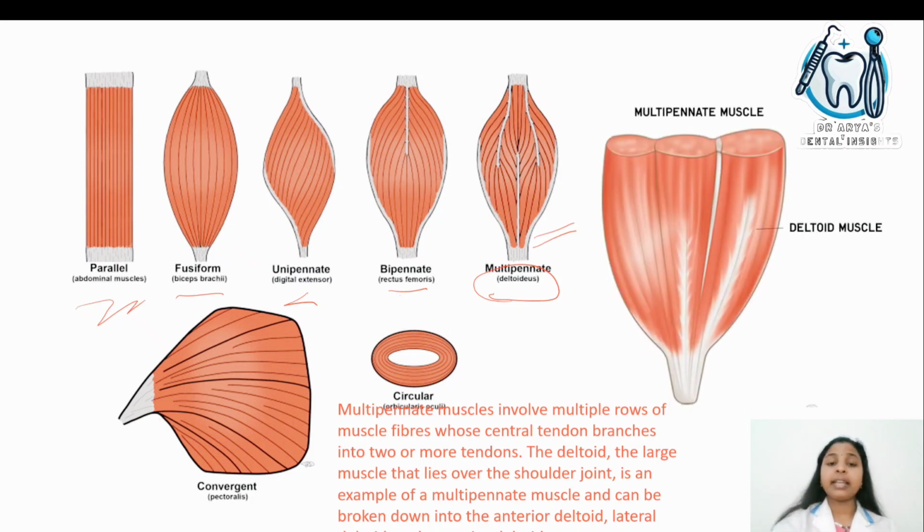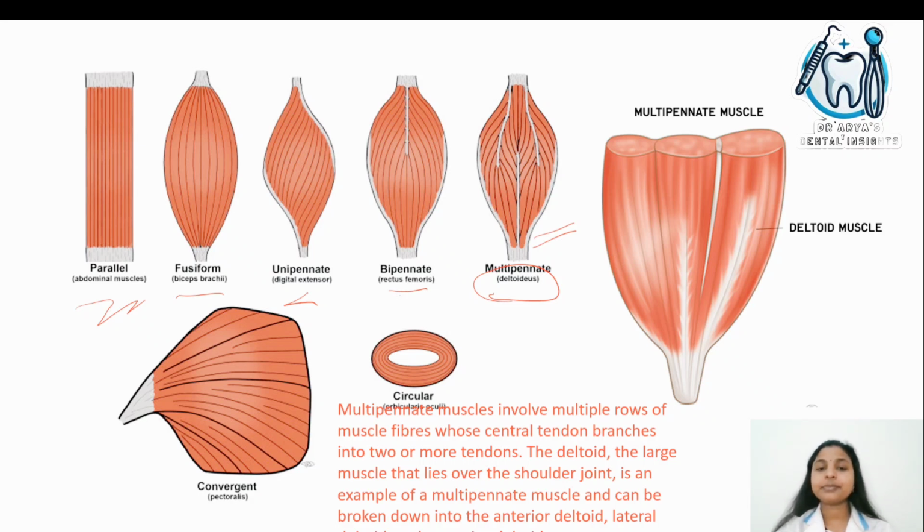And also this is the circular muscle, seen in orbicularis oculi. So this is the deltoid muscle. It is a multipennate muscle. It involves multiple rows of muscle fibers whose central tendon branches into two or more tendons. The deltoid is the largest muscle that lies over the shoulder joint, and it is an example of a multipennate muscle. It can be broken down into anterior deltoid, lateral deltoid, and posterior deltoid.